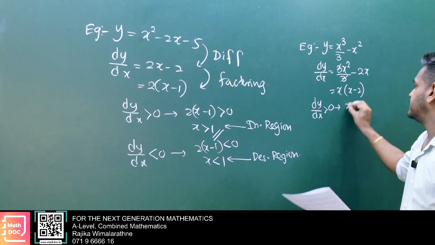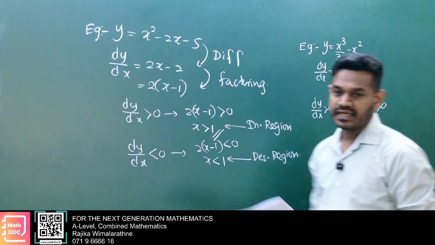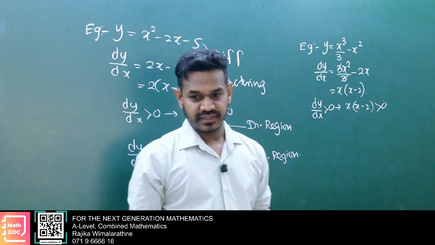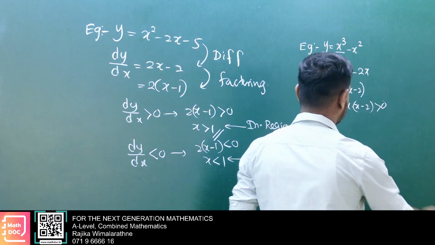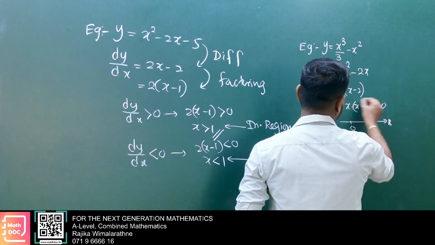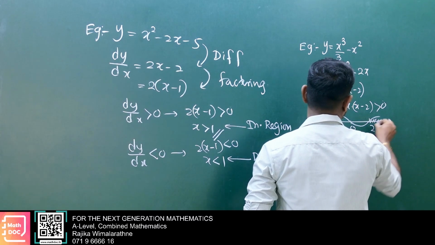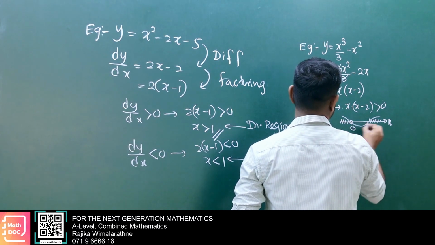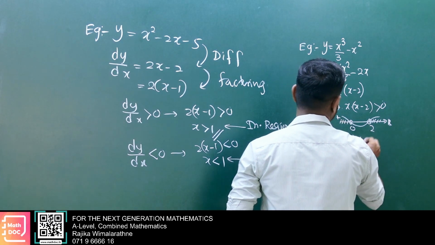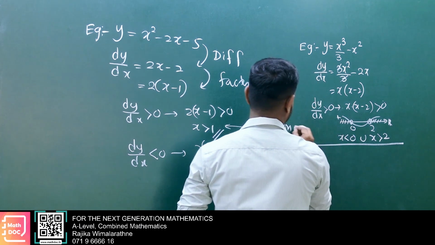Then dy by dx greater than 0. You solve this: x(x minus 2) greater than 0. That is a quadratic inequality, no? We have the factors, so we can easily evaluate this inequality. Here 0 value 0, here 0 value 2, then positive region here and here. Then x less than 0 union x greater than 2. Yeah, that is the increasing region.